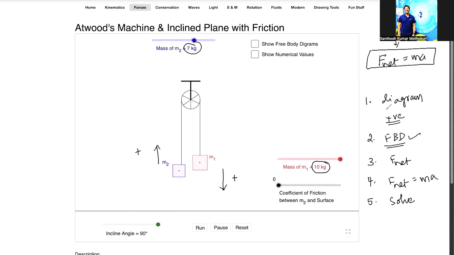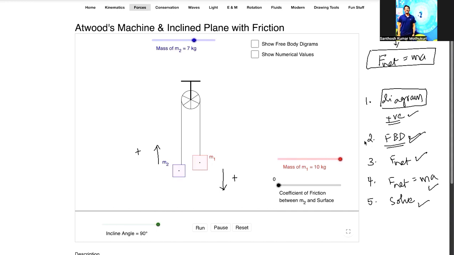The first step is making a diagram and deciding the positive direction. Second, free body diagram. Third, finding the net force acting on the body. Fourth, equating net force to mass times acceleration. And fifth, solve for the unknown. These are the 5 steps. Now let us find out how we solve this question. We can run the simulation and find out, but before I run the simulation, we will see how we follow the steps.